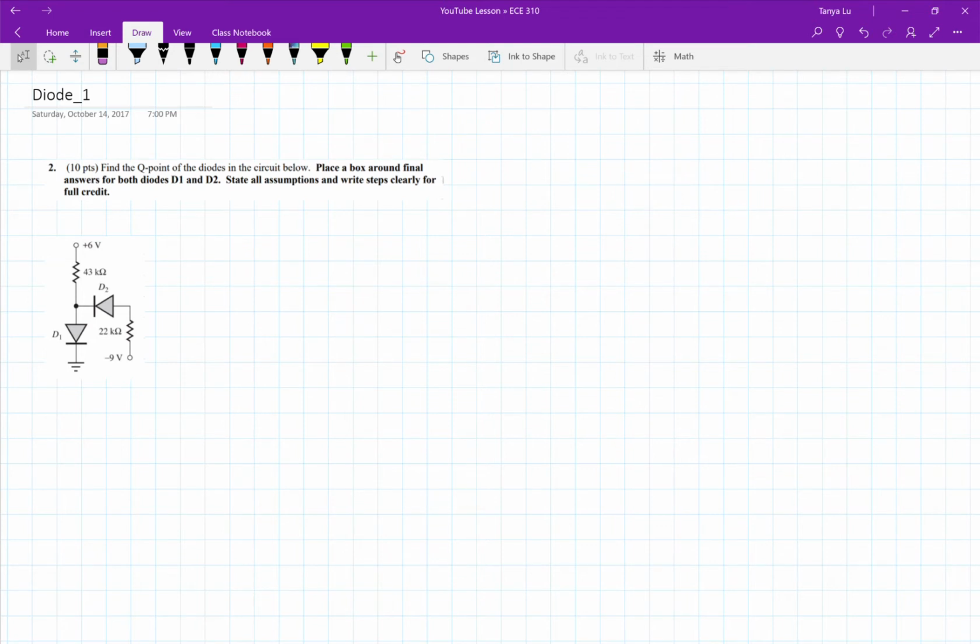Okay, so today we're actually gonna do a diode question with how to find the Q point of it. So here's a question we're gonna work on today, and just a quick summary. For diode questions, the first step we always do is find out what we know, for all the questions. So first, what we know.